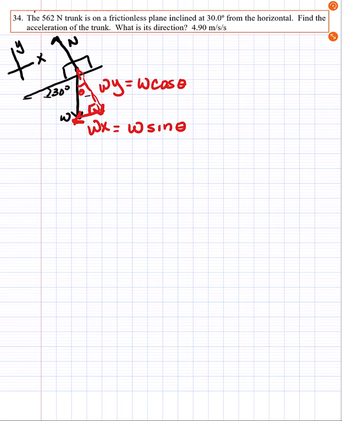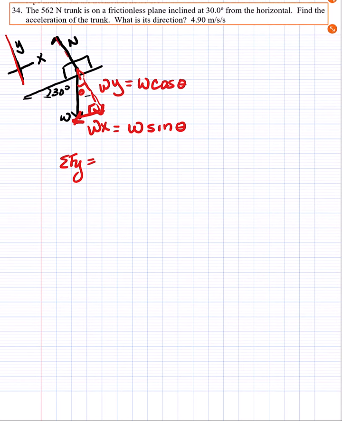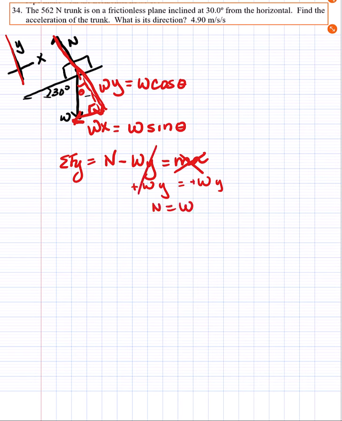After we resolve our vectors at an angle, we're going to write a sum of fx and a sum of fy. My sum of fy, remember, this is y, so that is my n and wy. So n is going up, so it's n minus wy is equal to ma. It is not accelerating in the vertical direction, so this is equal to 0. So I need to add a wy to both sides. So n is equal to wy.